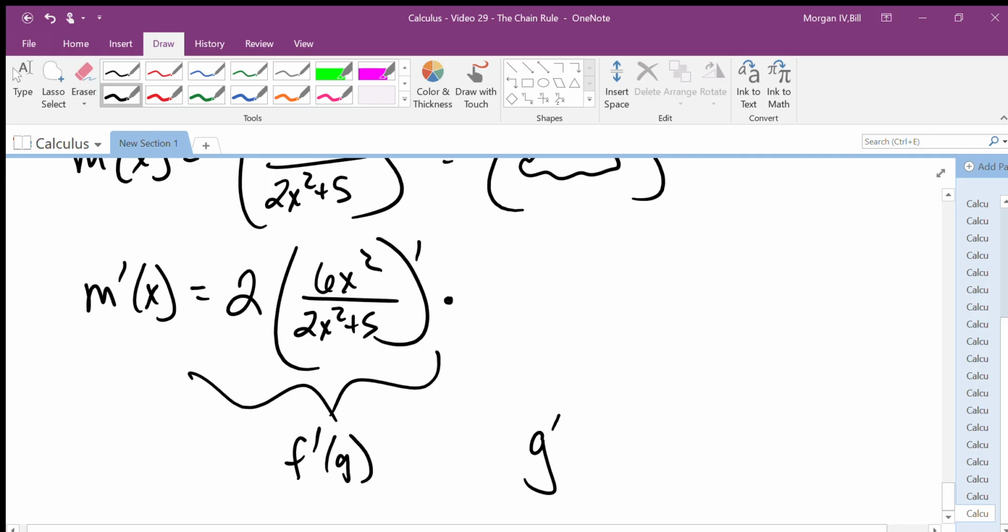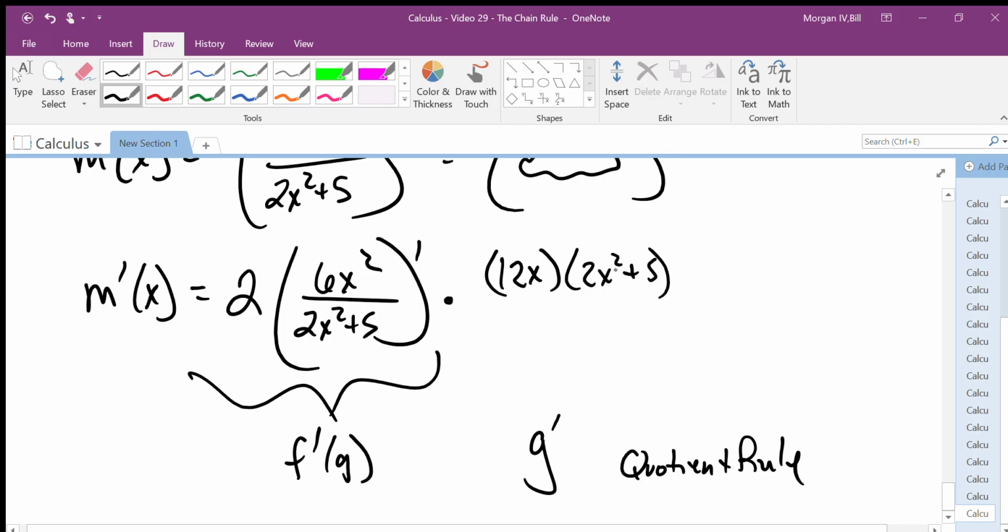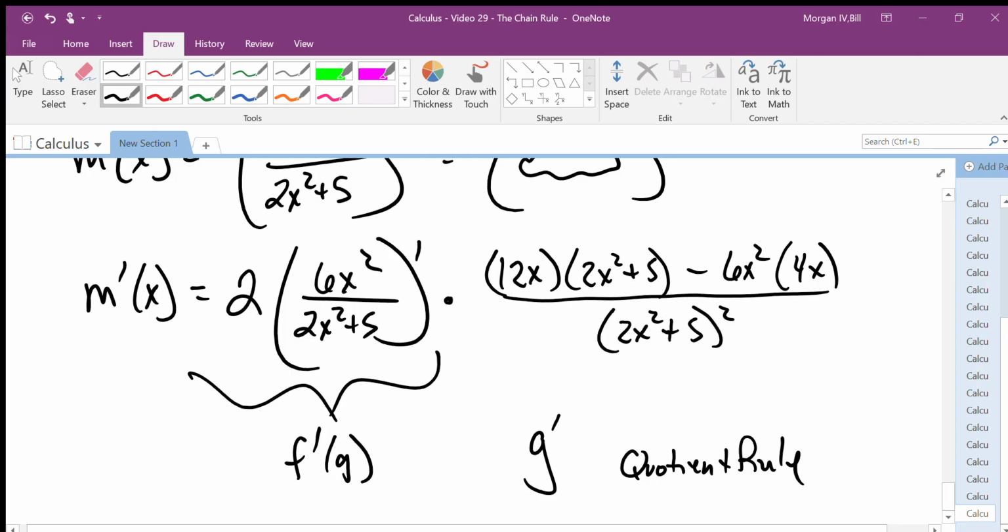But the inside is a quotient. So in order to do g prime, I must use quotient rule, because the inside g function is a quotient. And the quotient rule is this. It's the derivative of the numerator, 12x, times the denominator, 2x squared plus 5, minus, you leave the numerator, the derivative of the denominator is 4x, over the denominator squared. So it's times all that.